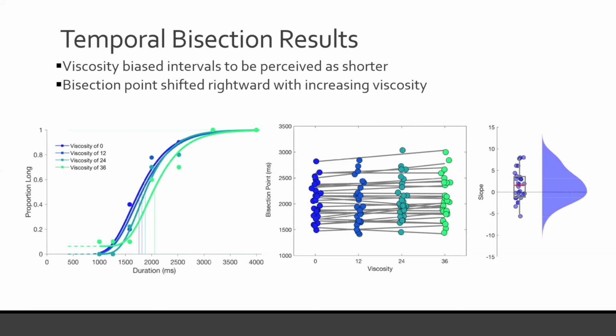And then on the right you can see that we plotted every participant along this distribution to show where it would cluster, and the slopes were significantly above 0. So this indicated that overall there was this effect where encountering viscosity or some degree of resistance during a trial biased perception such that intervals were perceived as shorter.